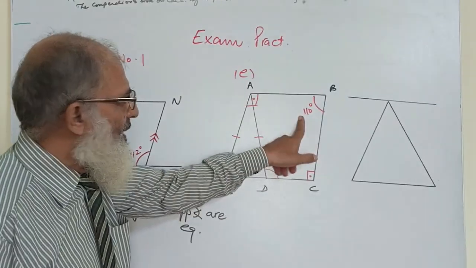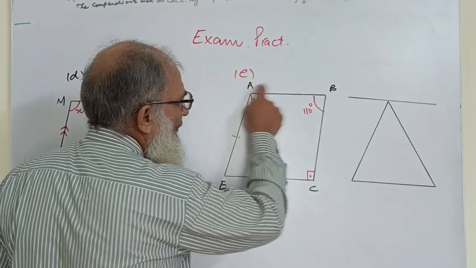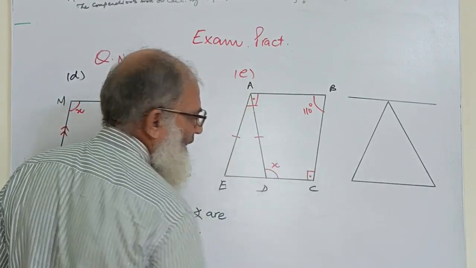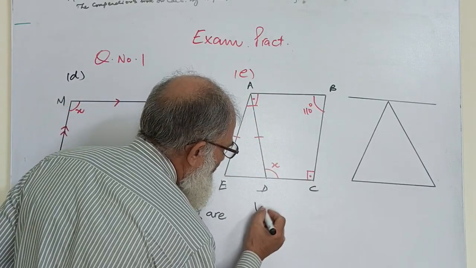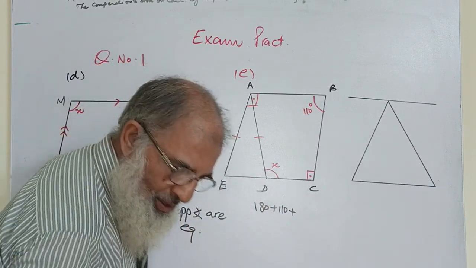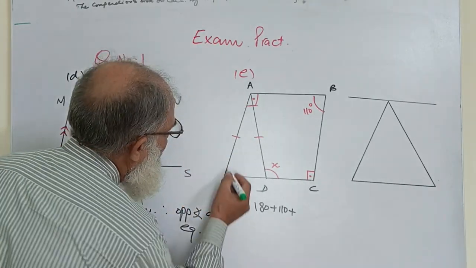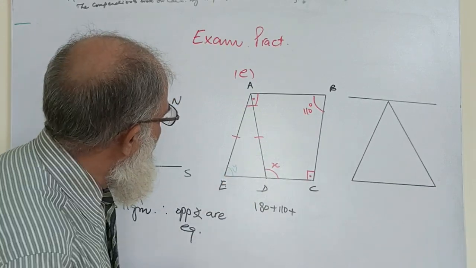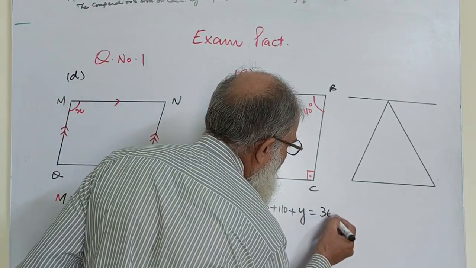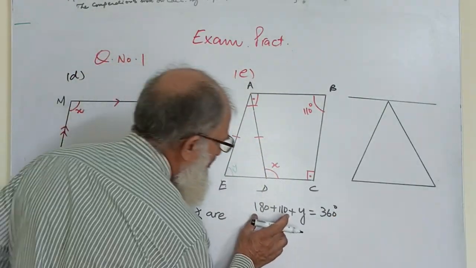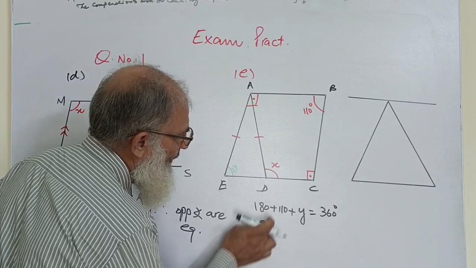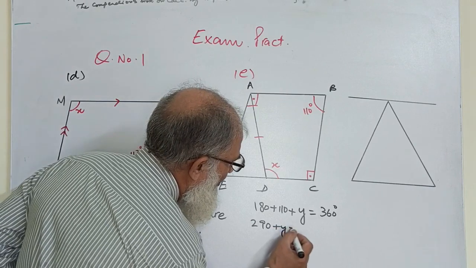Now it means when this is 110 degree, the total of angle A, angle B, angle C, angle E must be equal to 360 degree. Now when these are 90 degrees, that means these are 180 degree total, 180 degree plus 110 degree and plus this one. Let me name it as Y. Now this is a new angle, angle Y over here. So 290 plus Y is equal to 360 degree.